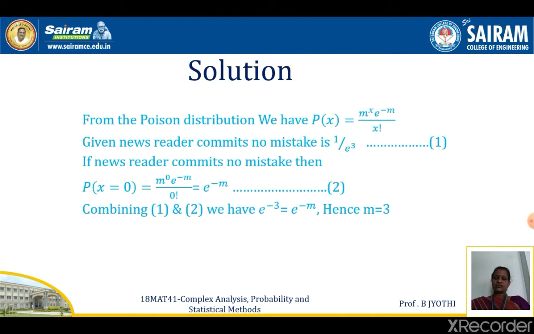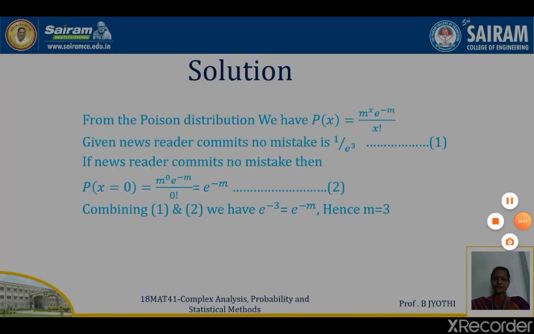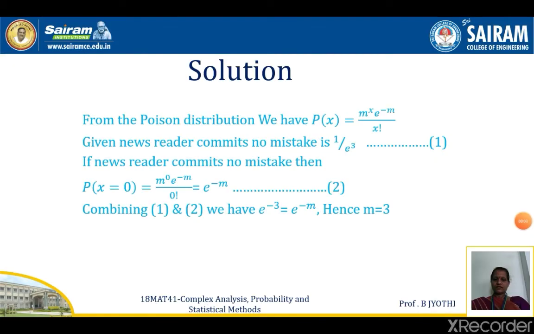Solution: from the Poisson distribution, we have p of x is m power x e power minus m by x factorial. Given the newsreader commits no mistake is 1 upon e power 3. Call this equation number 1.